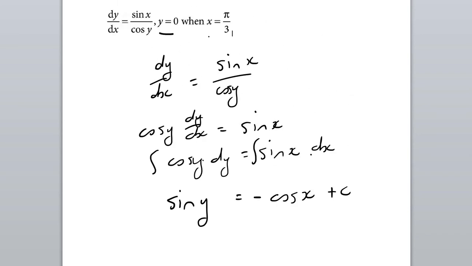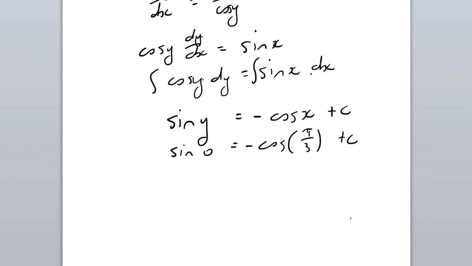They gave us the following: y is equal to 0 when x is equal to pi over 3. And I can go and substitute this in here. So I have sine of 0 is equal to negative cosine of pi over 3 plus c. And we know that cosine of pi over 3 is the same as a half. So we have 0, because sine 0, is equal to negative a half plus c. So c is equal to positive a half.